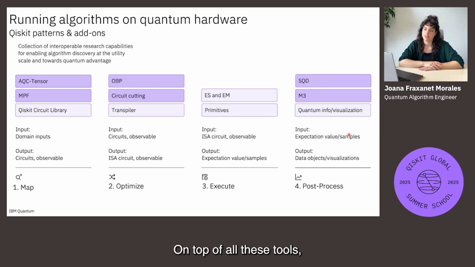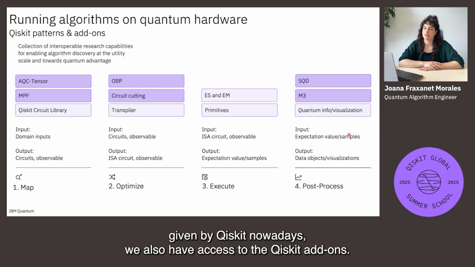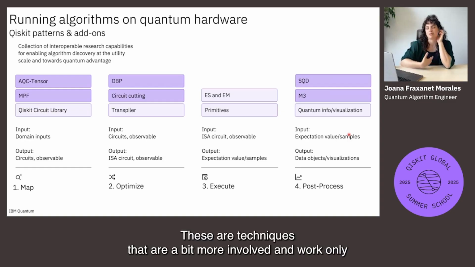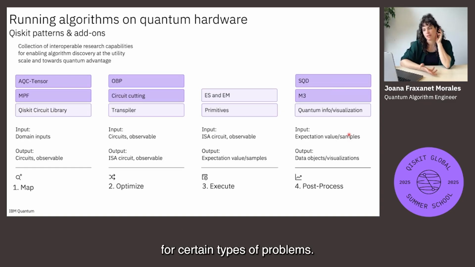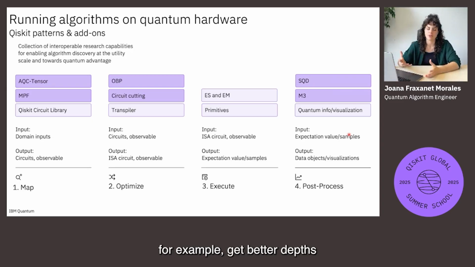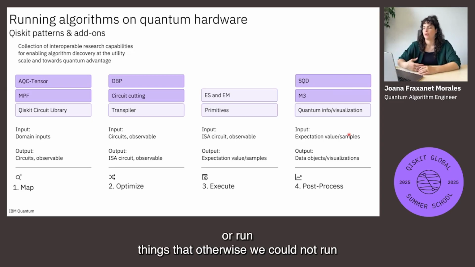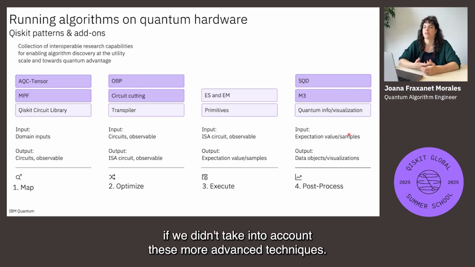On top of all these tools given by Qiskit, nowadays we also have access to the Qiskit add-ons. These are techniques that are a bit more involved and work only for certain types of problems, but this will allow us, for example, to get better depths or run things that otherwise we could not run if we didn't take into account these more advanced techniques.